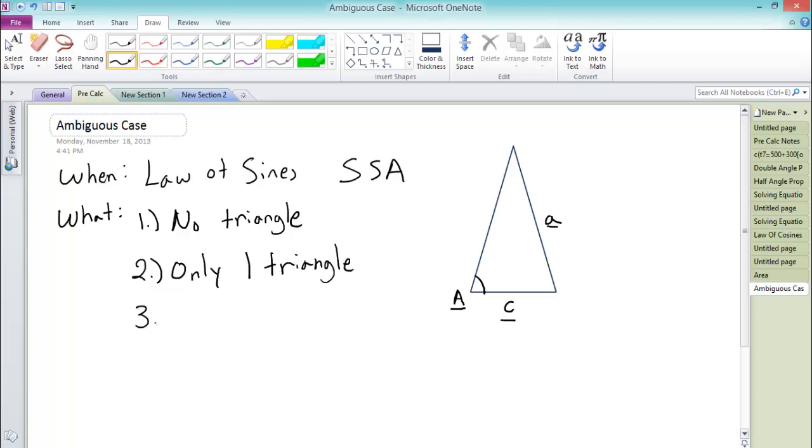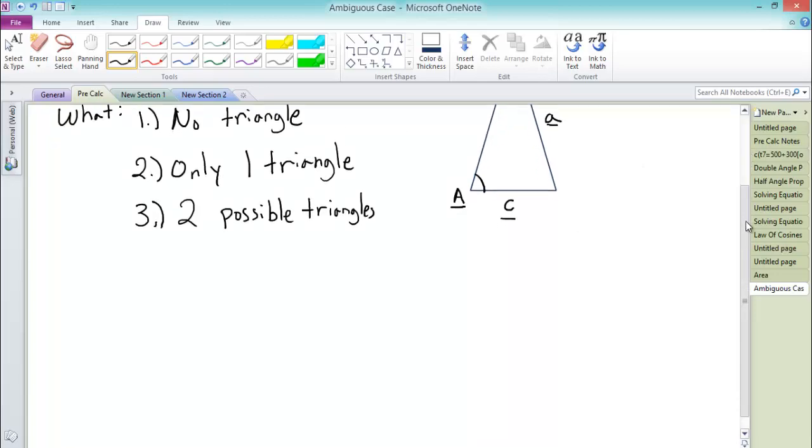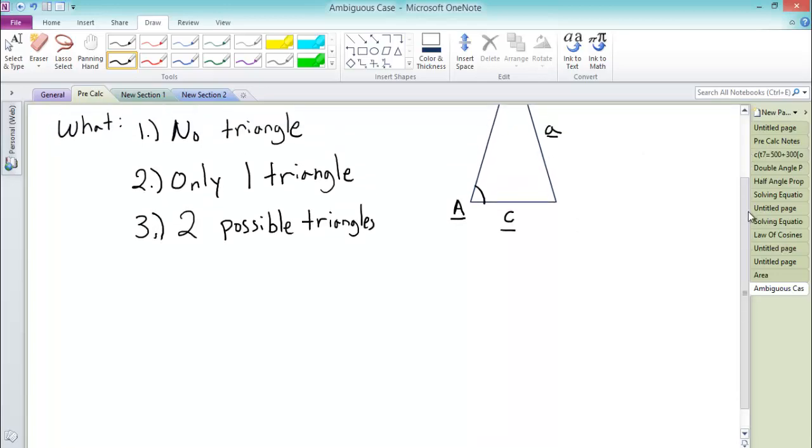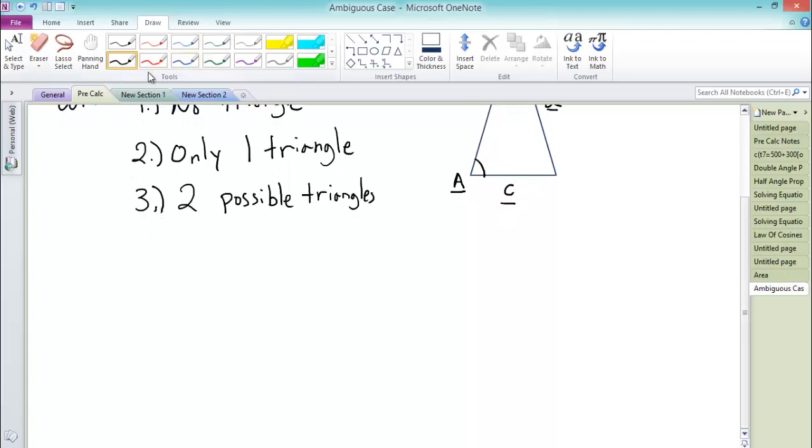And the third, probably the most interesting, is two non-congruent, so two unique triangles are formed. So two possible triangles. Why don't we get started, and I'll show you an example of each. The first one, we're going to do an example where no triangle is created.